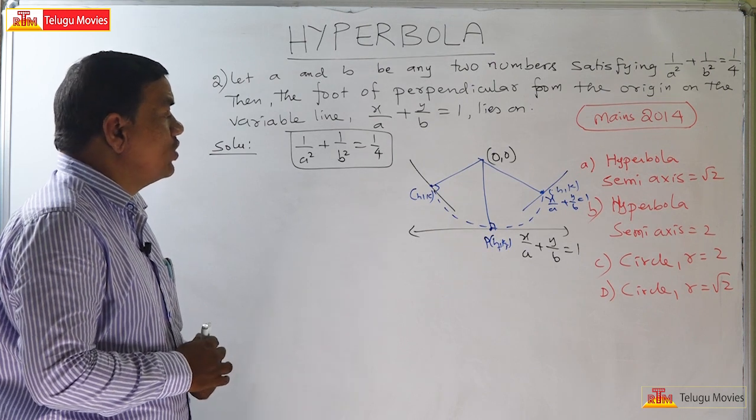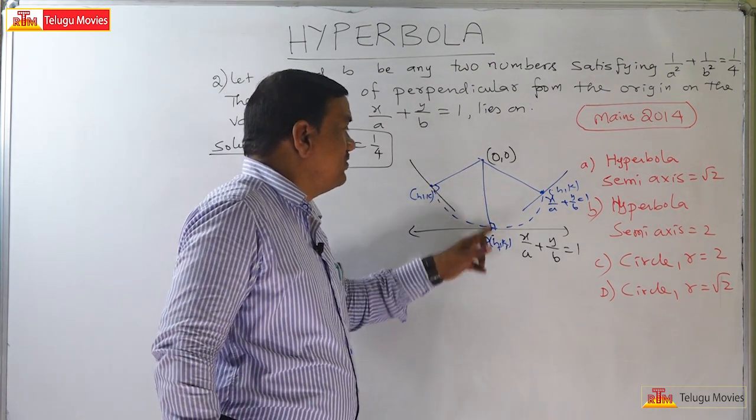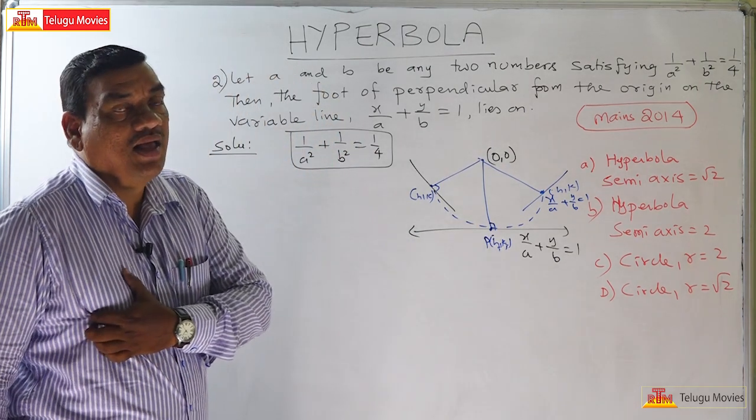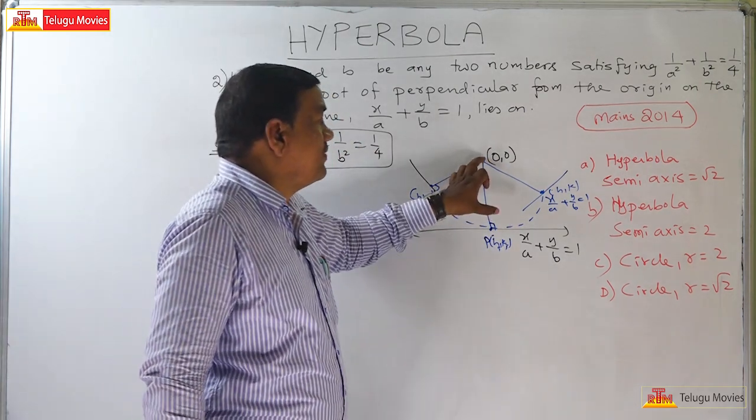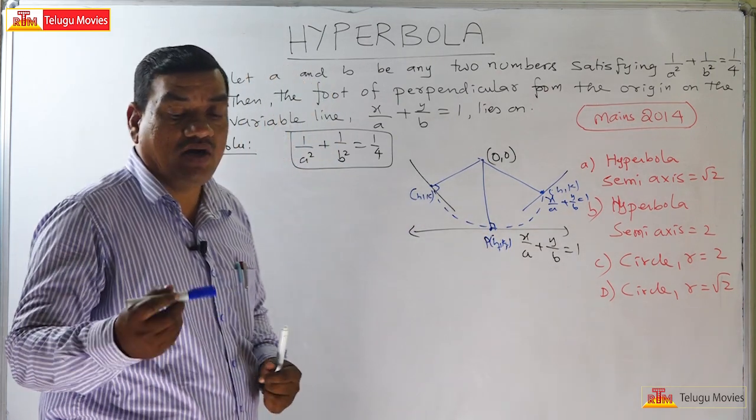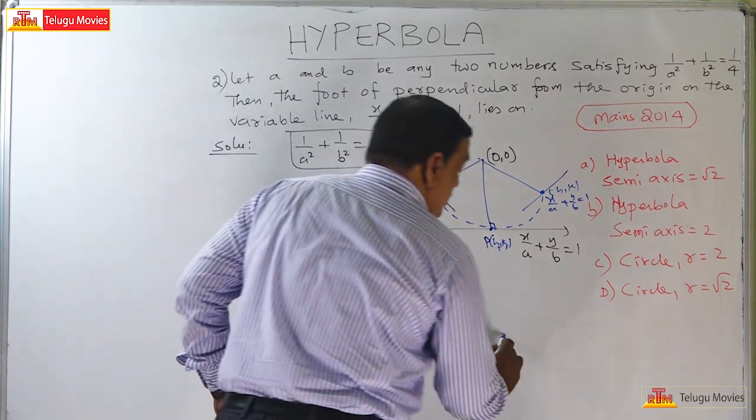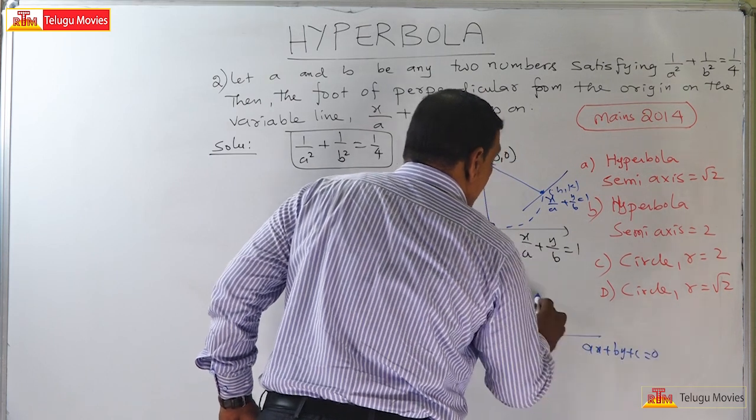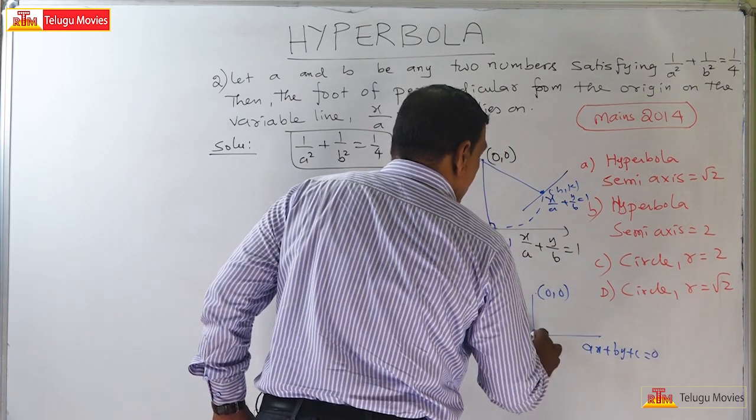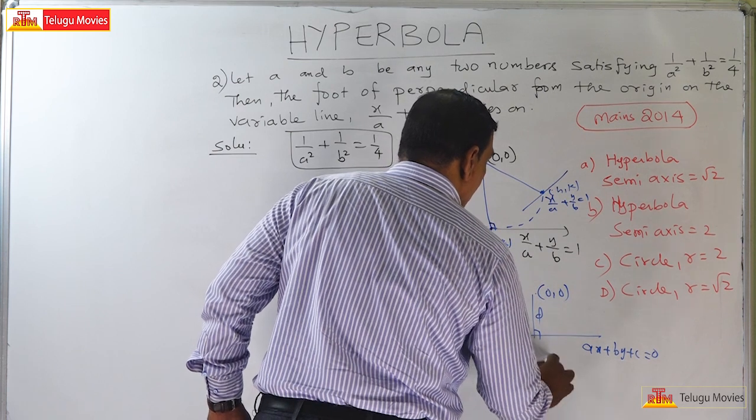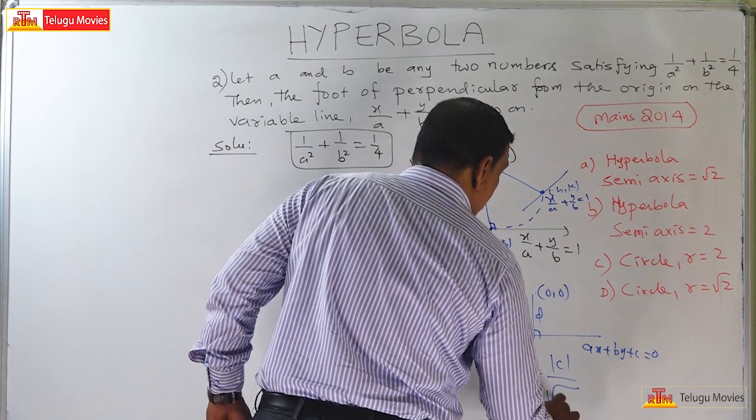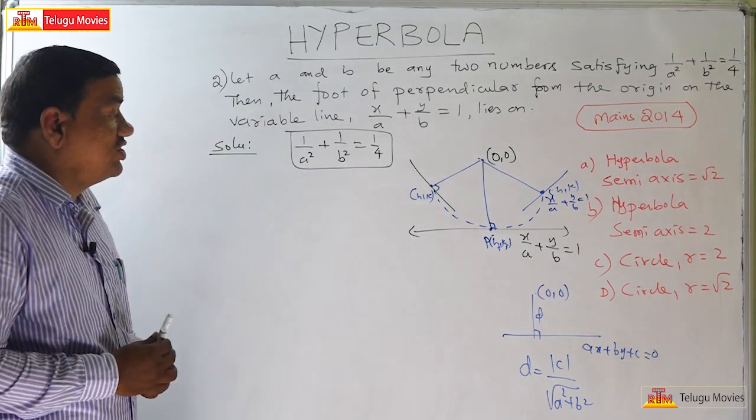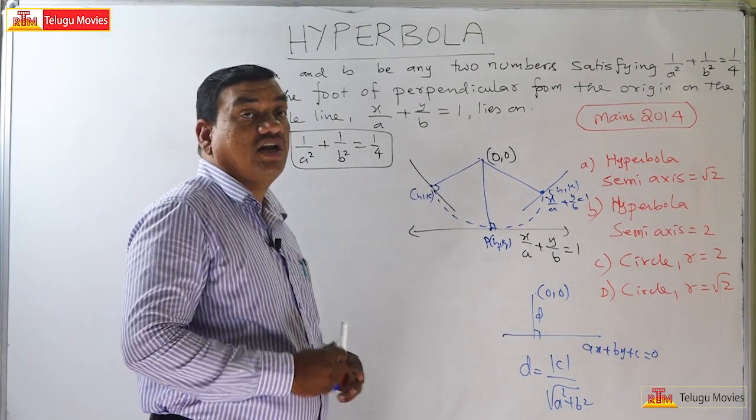Now, what is the distance OP? We know the perpendicular distance formula from the origin to a line, already from the straight line chapter. If the line equation is ax plus by plus c is equal to 0, then from 0 comma 0 the perpendicular distance is modulus of c by root of a square plus b square. So here, what is the perpendicular distance?